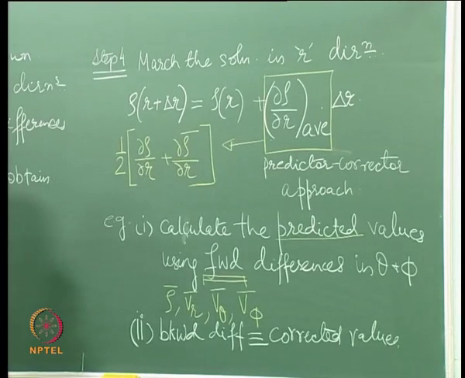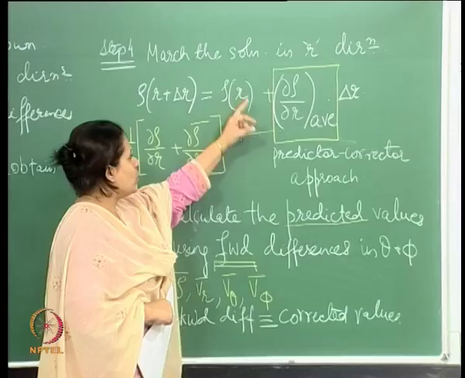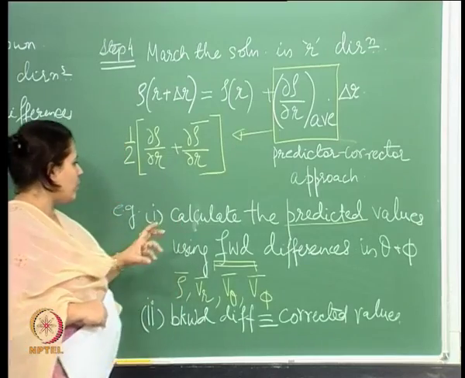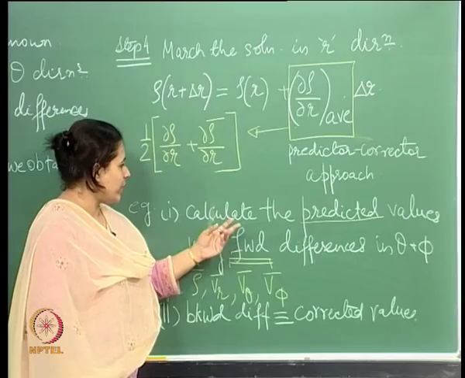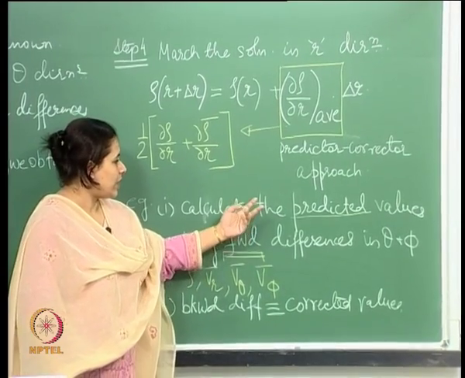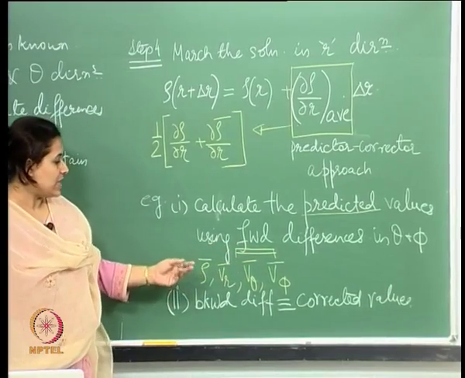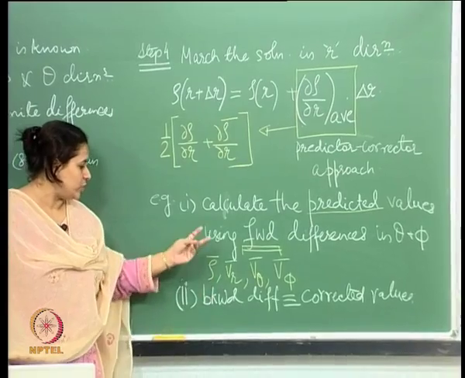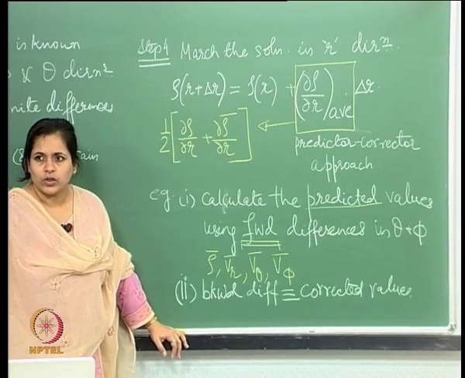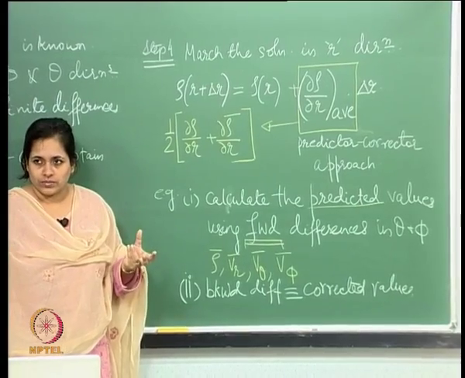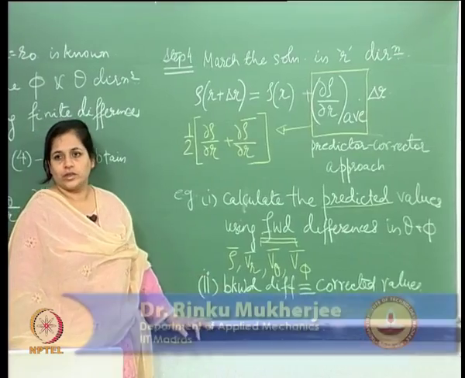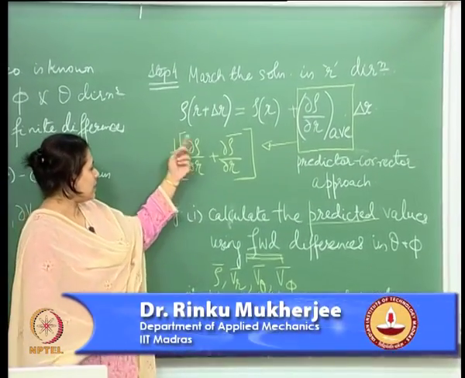So again, let us dwell on this a little more. We need to calculate the rate of change of this property as an average, using a predictor corrector approach. We use a forward difference in theta and phi to calculate the predicted values. Let us call that this. Then for the same property we use a backward difference and calculate the corrected values. Crudely speaking, using two different approaches you get two different values for the same property, and hence you get an average for the rate of change of that property as this.